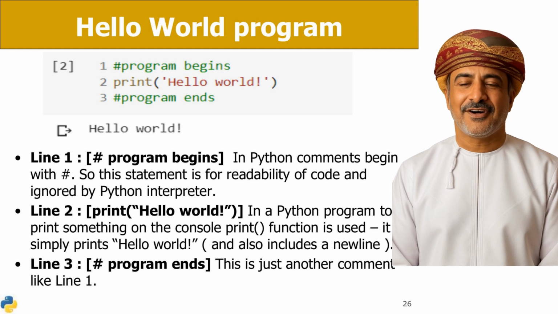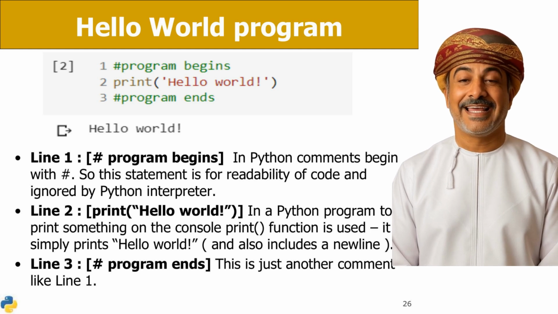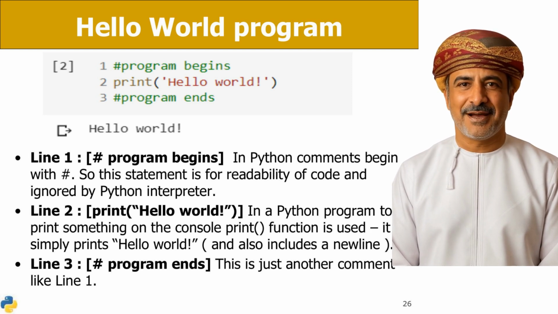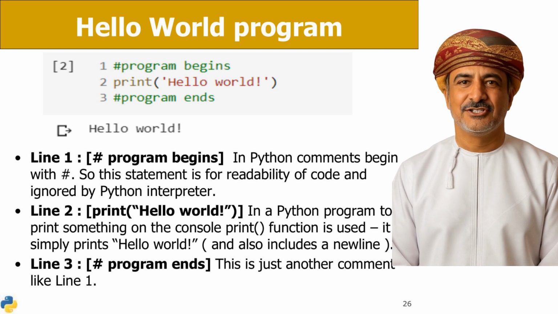In Python, comments start with a number sign, enhancing code readability without affecting execution. The print function outputs text to the console such as "Hello World" and automatically adds a new line. Comments like "program ends" are ignored by the interpreter, serving as useful annotations for developers.